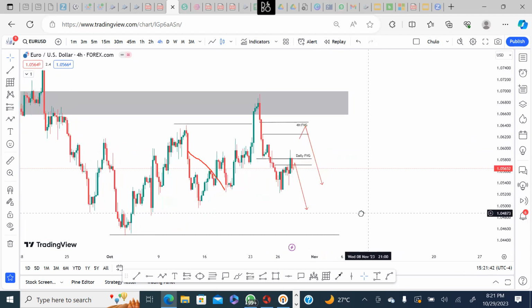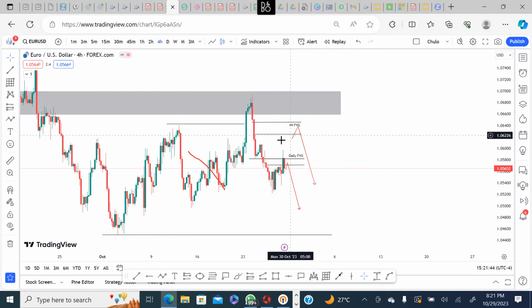Now, mind you, whenever price gets to my fair value gap, I don't just sell immediately. I'll have to wait for a confirmation of lower time frame liquidity grab plus market structure shift plus FVG or order block, or I'll have to wait for a swing failure to happen before I go into any of the trades, before I press my sell button or my buy button.